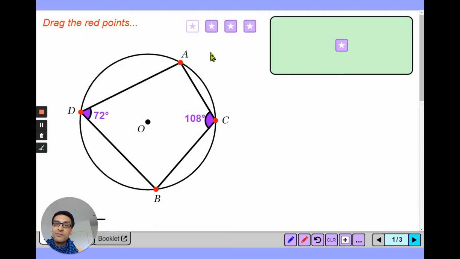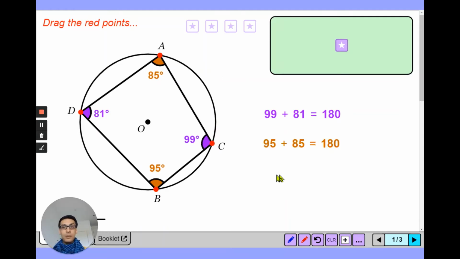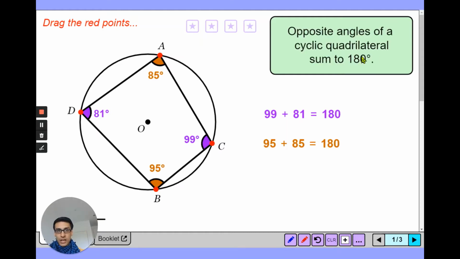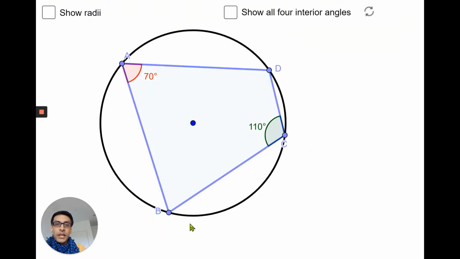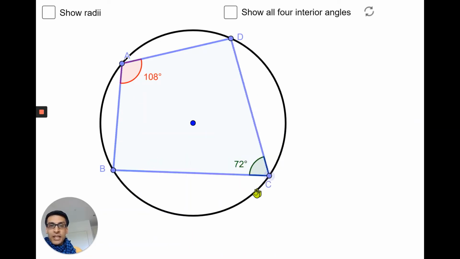Now, the thing is, this also applies for the other two angles which are opposite each other. So let's move this around so you can see they also add up to 180. So the name of this theorem is opposite angles in a cyclic quadrilateral add up to 180 degrees. And we'll look at some more examples and non-examples now. So here you can see there's a cyclic quadrilateral. I can move this around, and those two angles are going to add up to 180 no matter how I move it around.